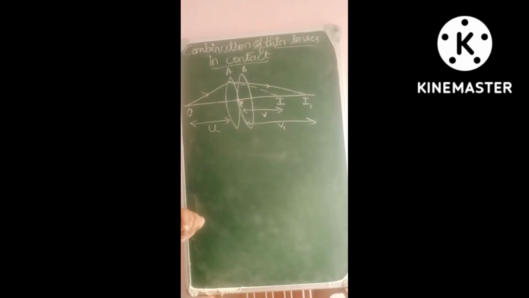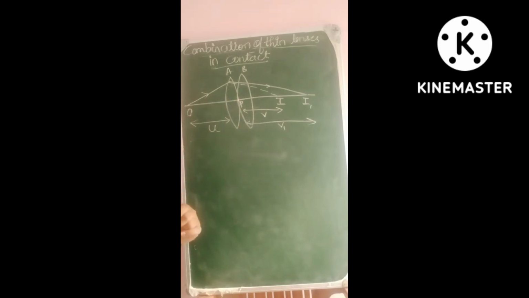Since I1 is a real image, it serves as the virtual object for the second lens here, producing the final image at I. And since these lenses are thin lenses, we assume that their optic centers are coincident, that is at point P.